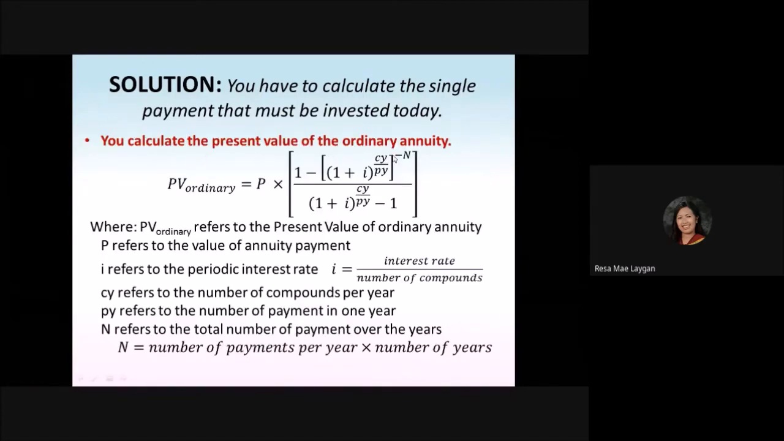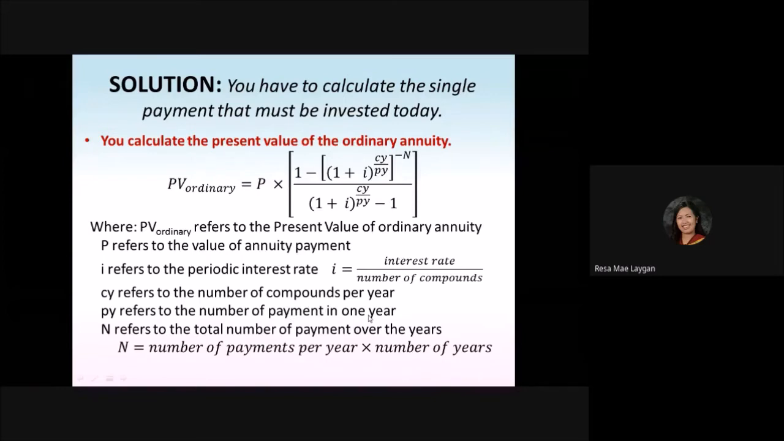You calculate the present value of the ordinary annuity using this formula. It is given that the compounds per year and the payments in 1 year are not equal, so you have to use the formula for a general ordinary annuity. Your first step is to calculate the present value of the ordinary annuity using this formula. Take note that in the given, the compounds per year and the payments in 1 year are not equal.